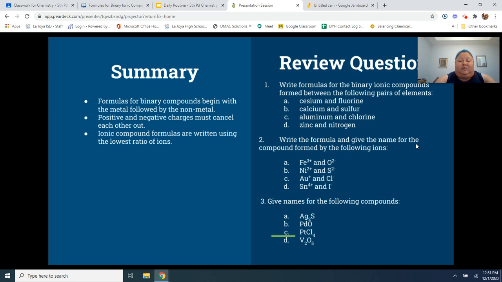Your review questions. Number 1, write the formulas for the binary ionic compounds formed between the following pairs of elements. 2, write the formula and give the name for the compound formed by the following ions. 3, give the names for the following compounds. It's been really difficult to get to number 3. Usually I was only able to do number 1 and number 2. If we don't get to number 3, it's okay. We have 8 questions that will help us review. All righty.